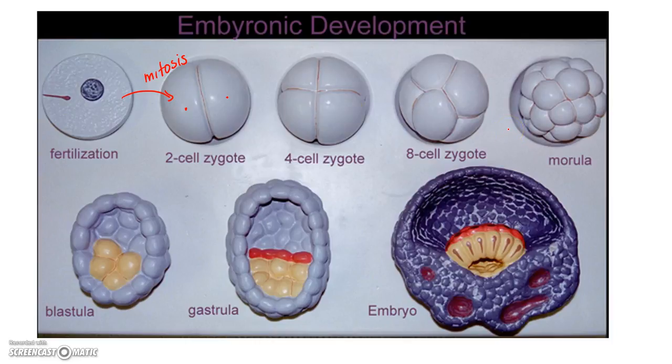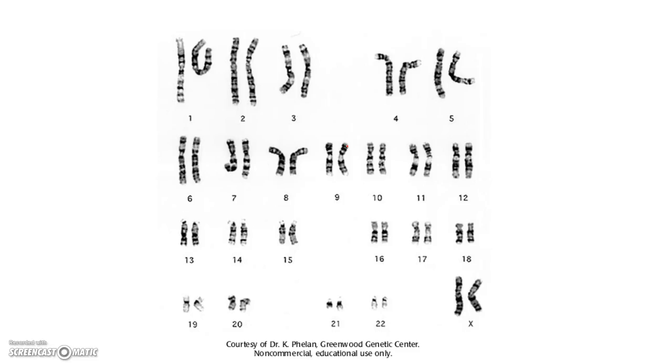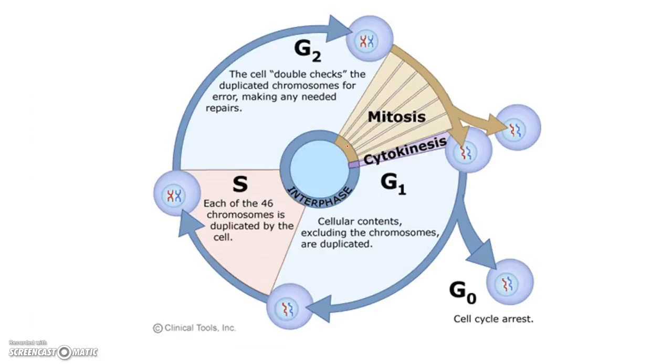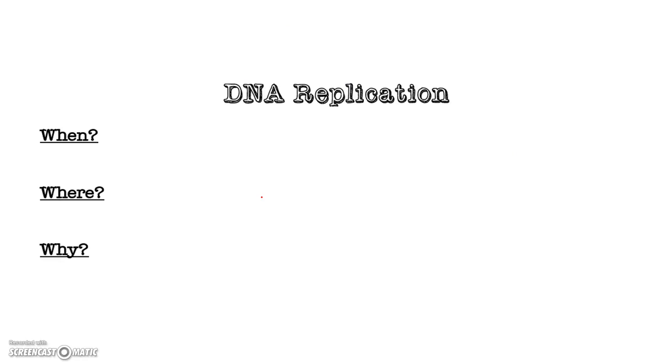Okay, so how do we make sure that every cell in our body has the same DNA? That happens right in here during S phase. So this is when we identically duplicate every single chromosome we have. So you're going to make an identical copy of those 46. Okay, so let's go over real quick. When do we replicate our DNA? We do it any time a cell is dividing, okay?